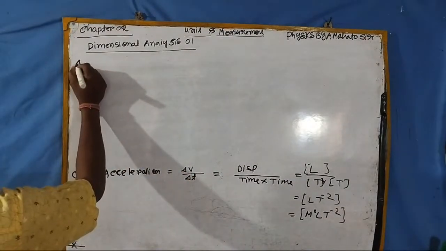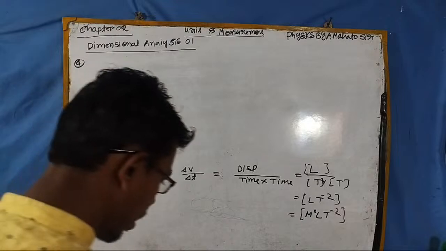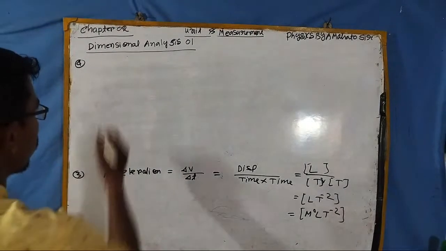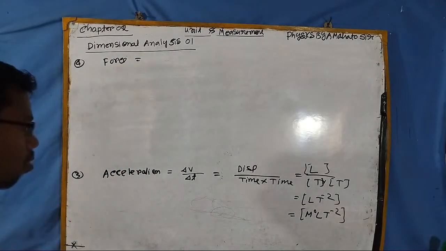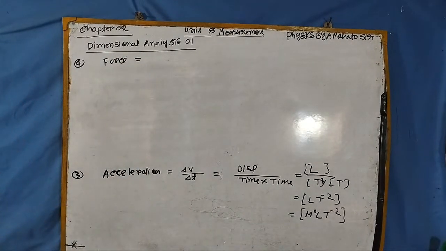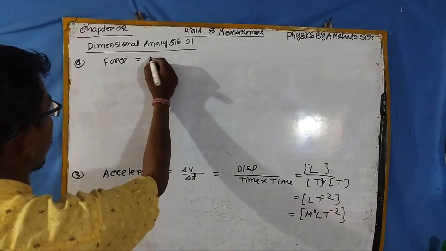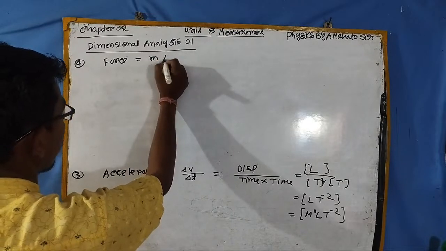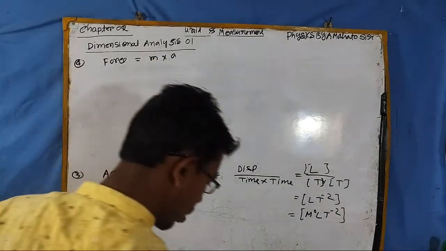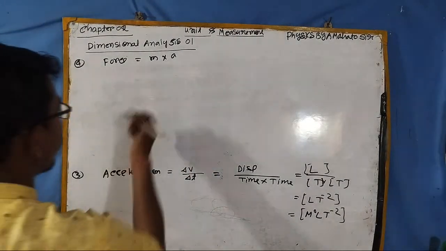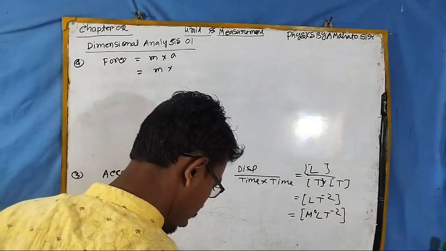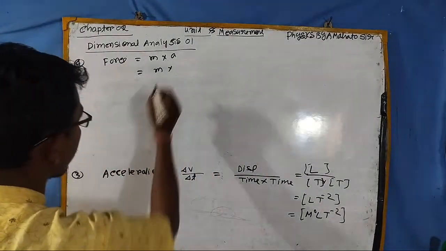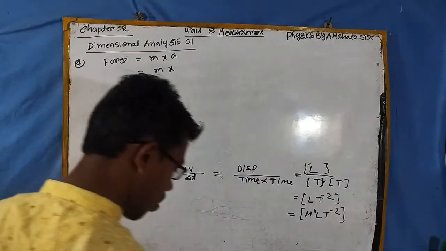Next is the dimension of force. Force is mass into acceleration. Mass is m, acceleration is a. So mass is m, and a is for acceleration.